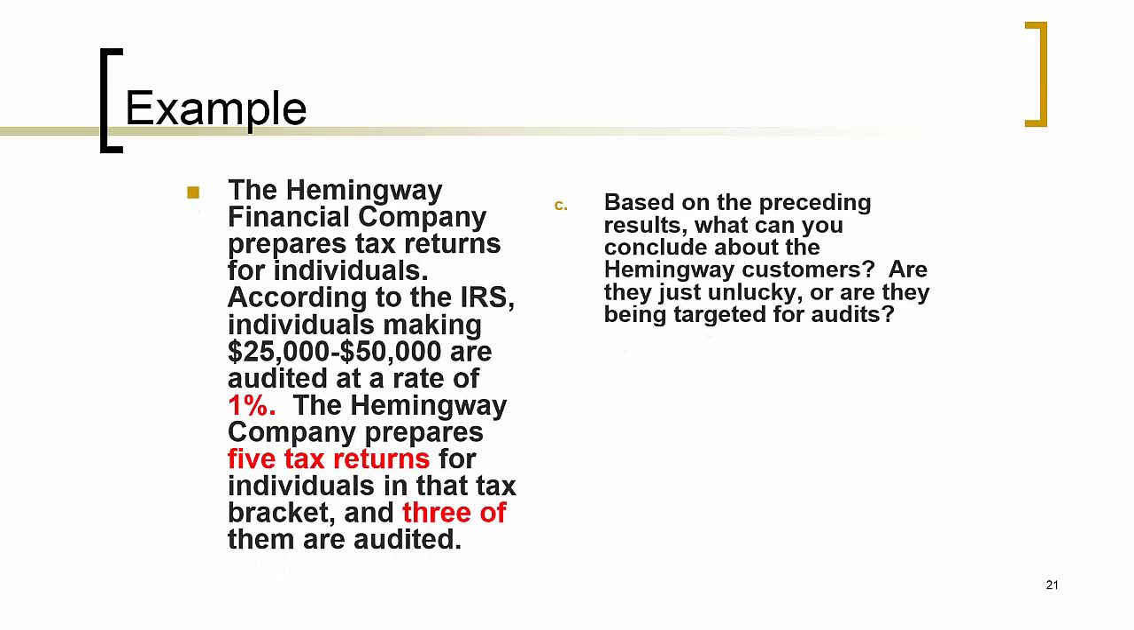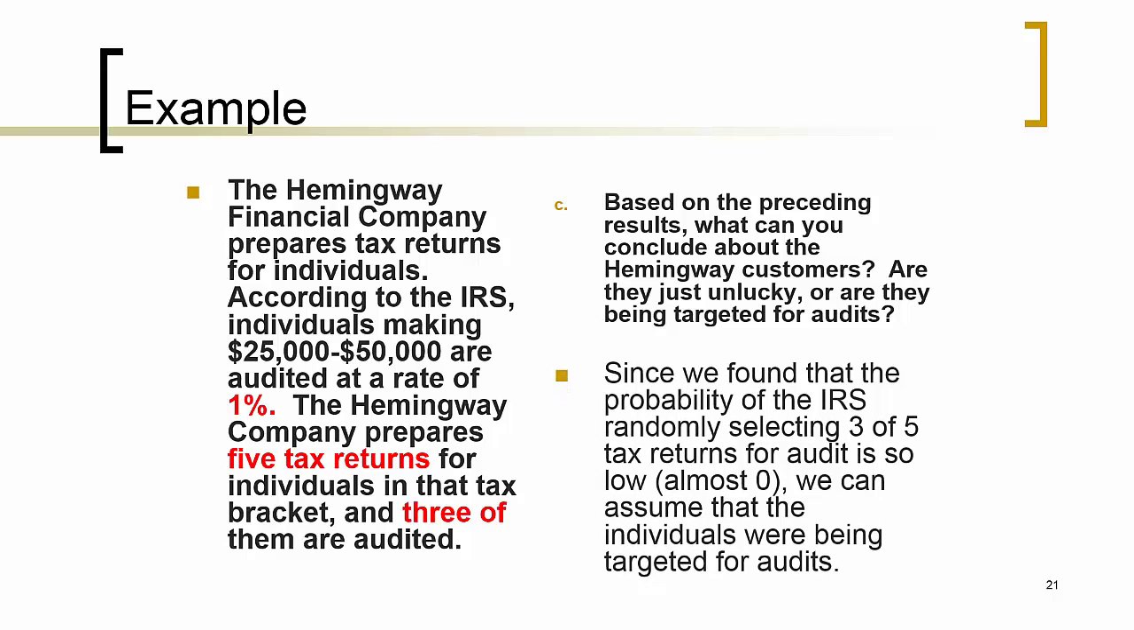So based on those results, what's our conclusion? Are they unlucky, or are they being targeted? So we found that the probability of the IRS randomly selecting 3 of 5 tax returns for audit is so low, almost zero, so we can assume that the individuals were being targeted for audits and that it's not occurring by chance.